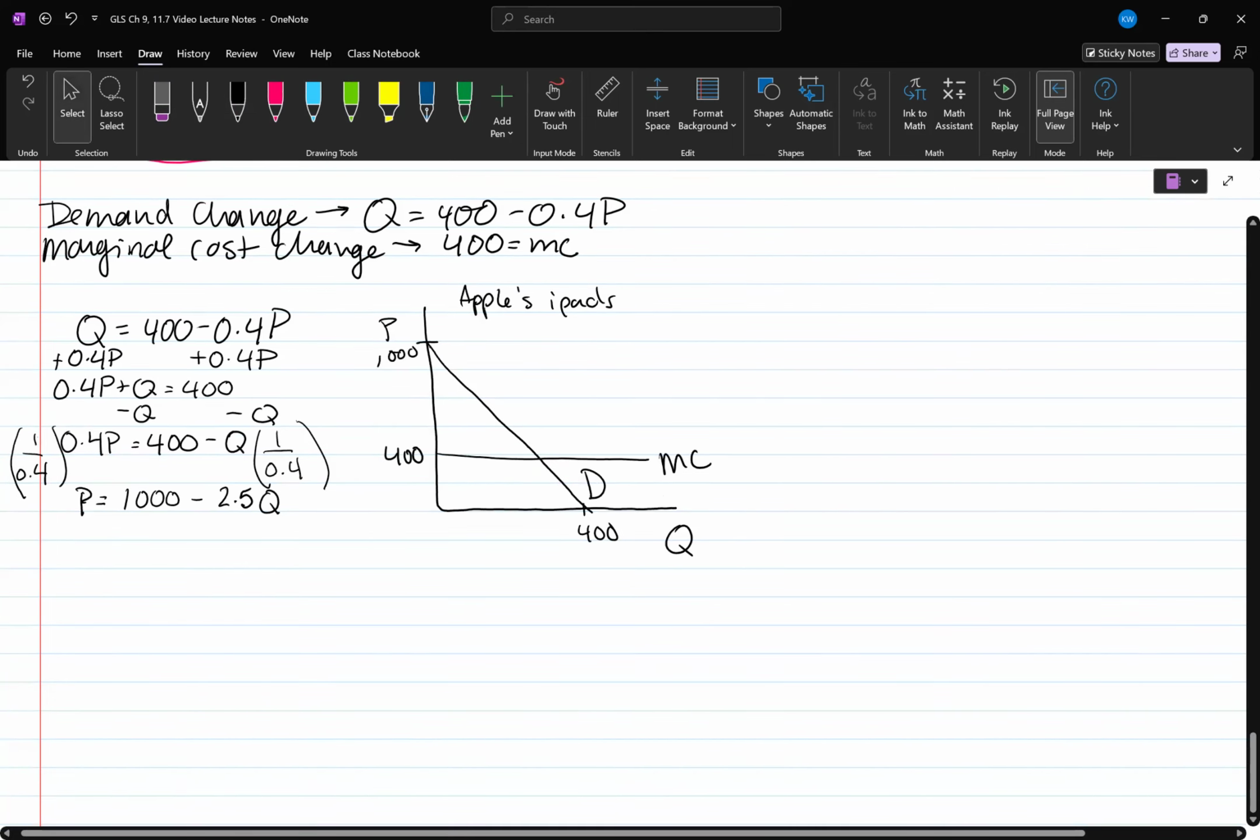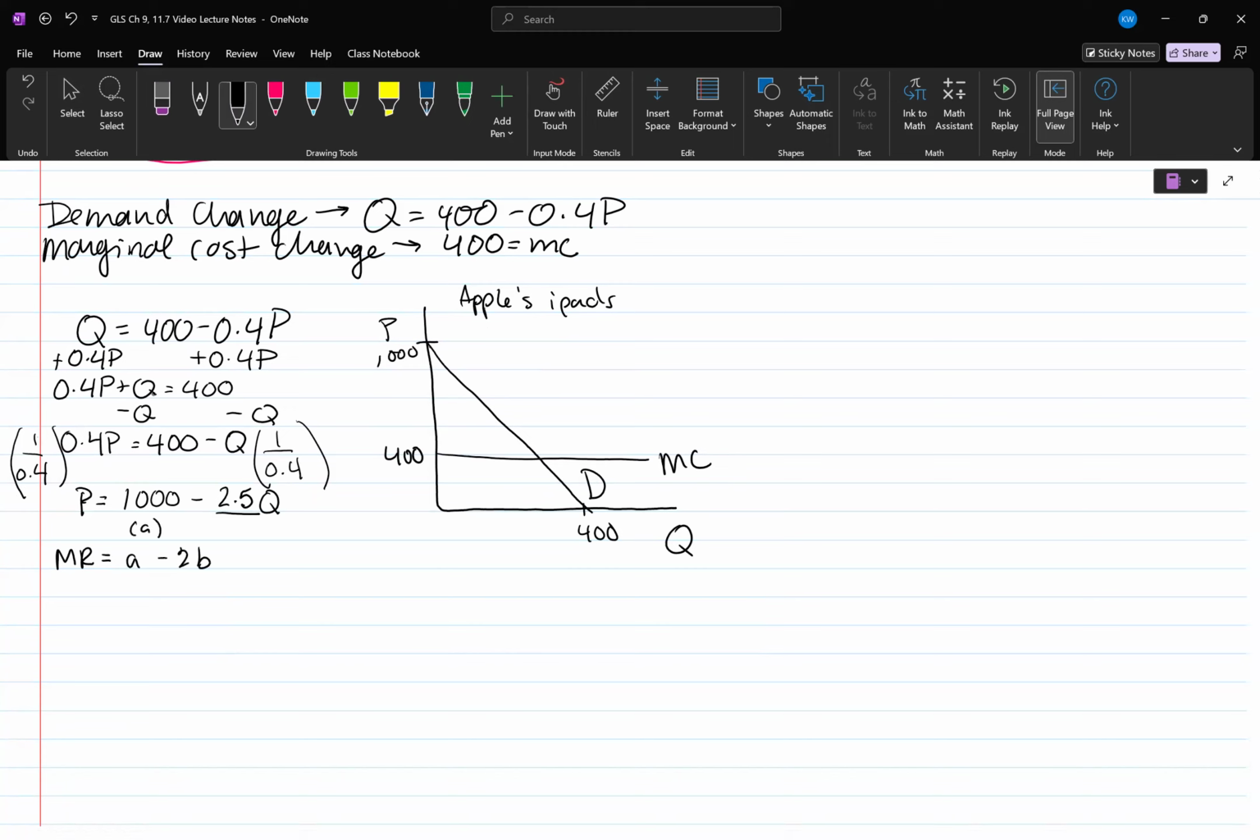All right, so to find our marginal revenue curve, what we're going to do is double our slope, right? Because we have marginal revenue is equal to A minus 2 times B times quantity. A is 1,000, B is 2.5. So marginal revenue in this case is 1,000 minus 2 times 2.5 times quantity. So we have marginal revenue equal to 1,000 minus 5 times quantity. Okay, so we can draw in our marginal revenue curve. And it's going to bisect our quantity axis here.